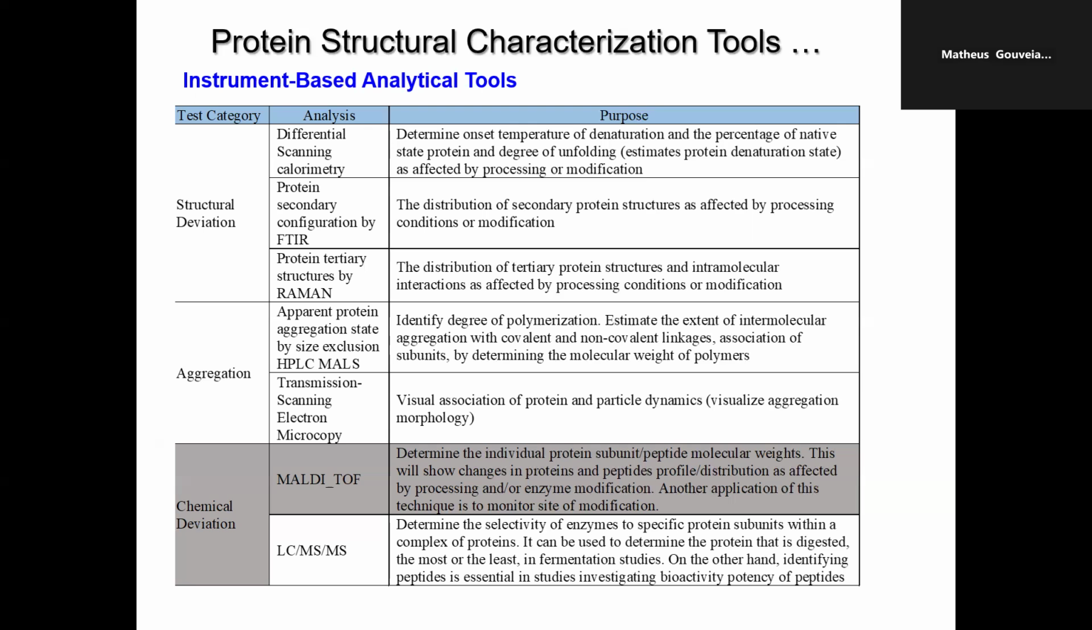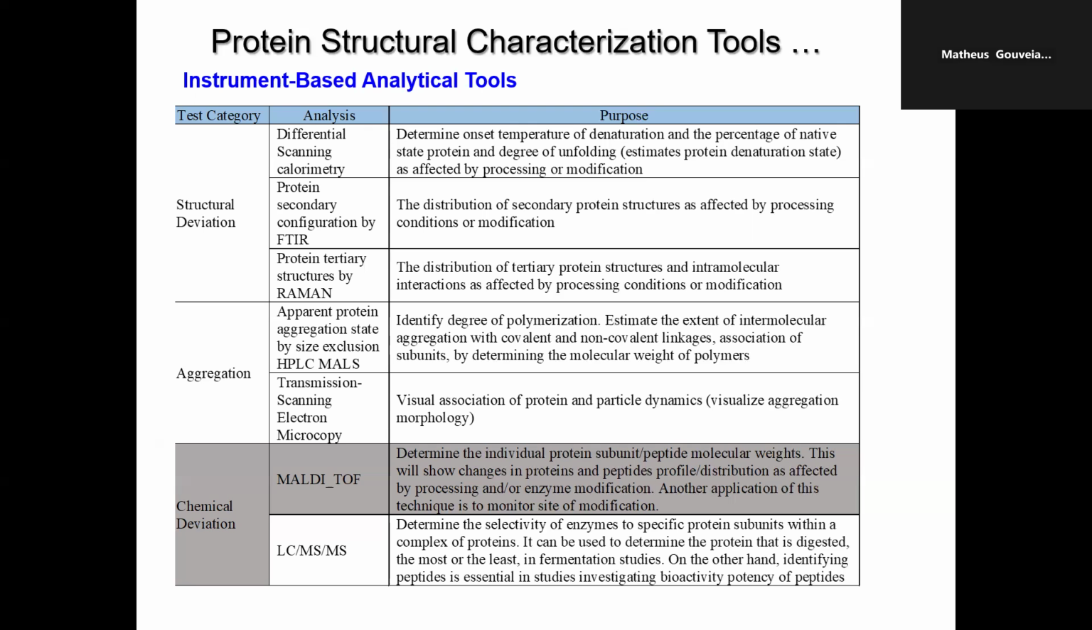All right, so next one we've used quite a bit is mass spectrometry. So we call this the use of protein mass spec, proteomics. We use it in so many different ways. I will just give you a few examples.